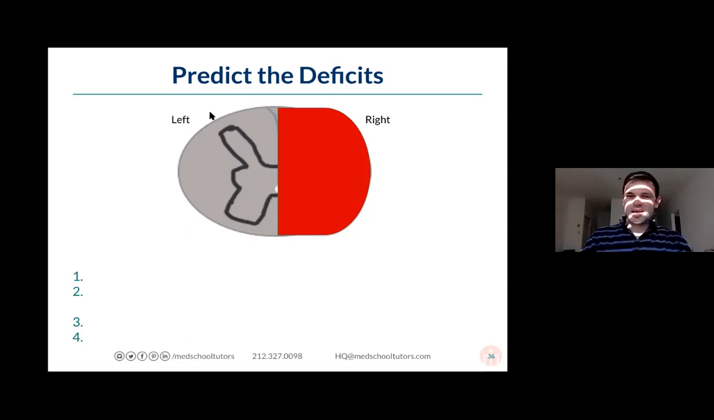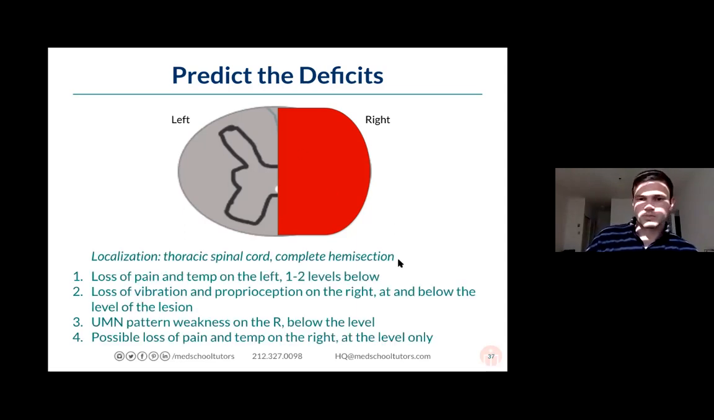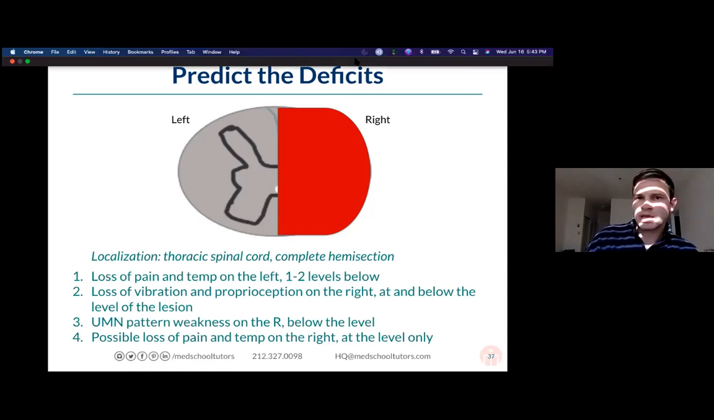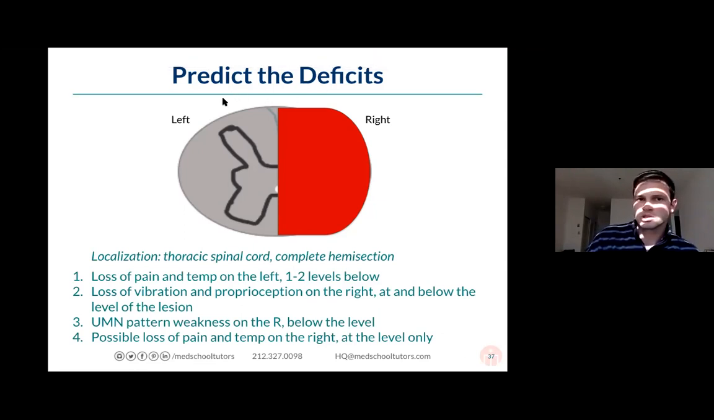And then someone asked this question earlier and I ignored it, but I was not ignoring you because I knew it was going to pop up here. You possibly can lose pain and temperature at the level of a cord lesion because, right, you impede the ability to get in the dorsal aspect. Avery, I'm sorry, I was not ignoring you.